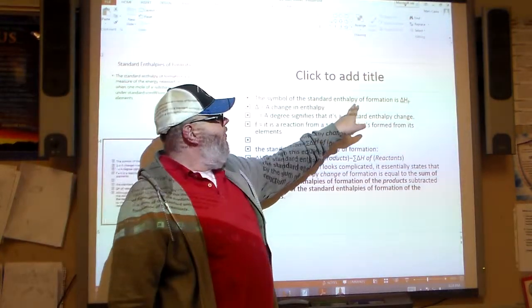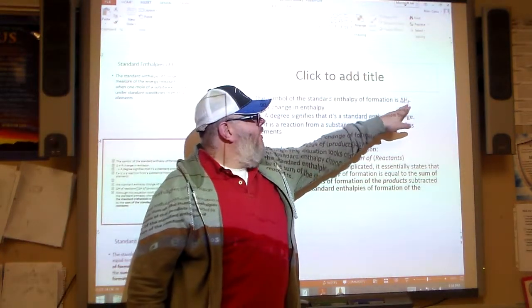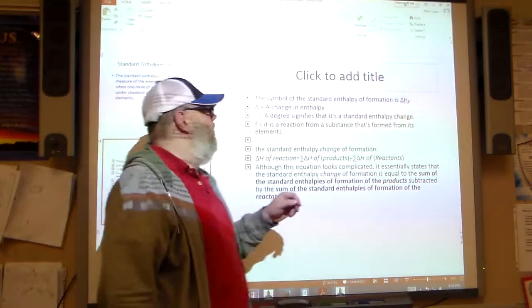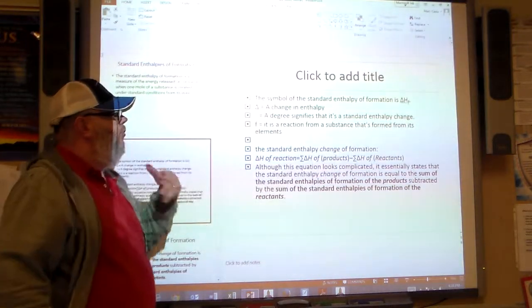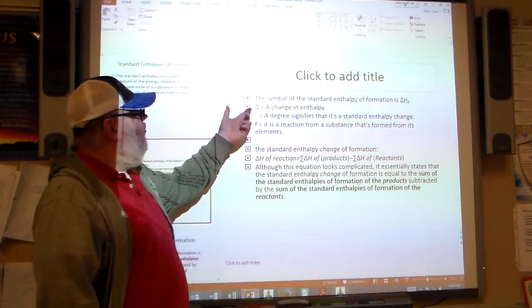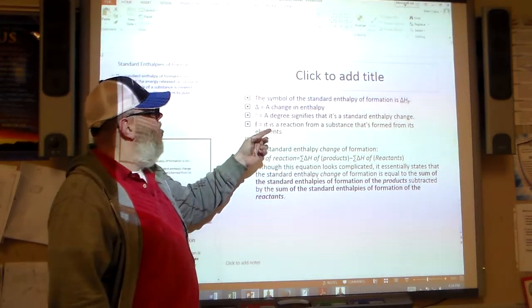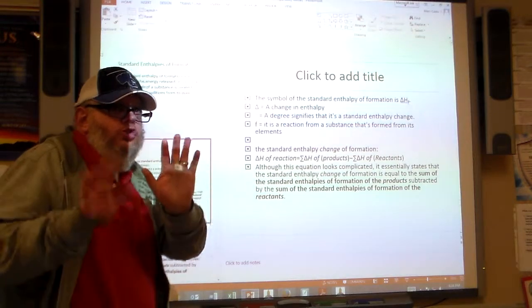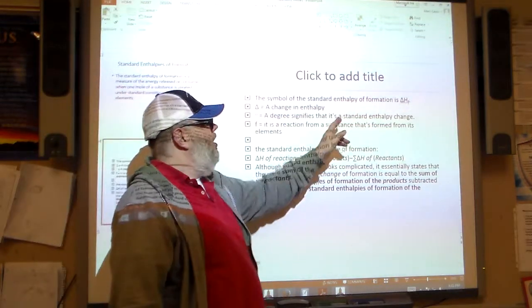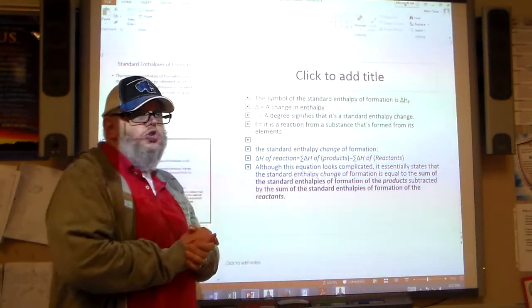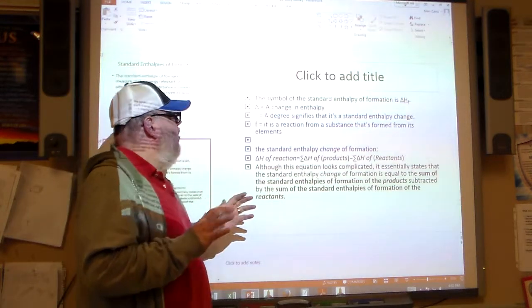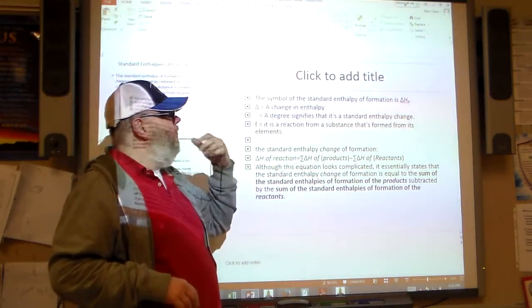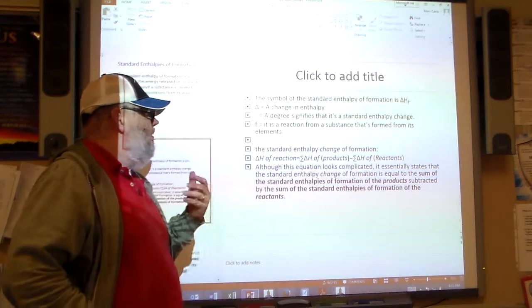Now, there are some symbols involved here. The symbol of the standard enthalpy of formation is delta H, and you'll see a little f there. That f is referring to the formation. So delta is the change in the enthalpy. Now, there is a degree sign as well. Don't be alarmed. It's just telling us it's a standard enthalpy change. So that's not really a big deal. The f is a reaction from that substance that's formed from its elements.